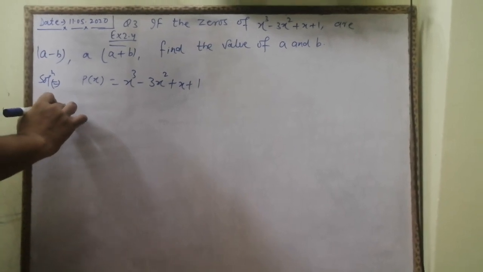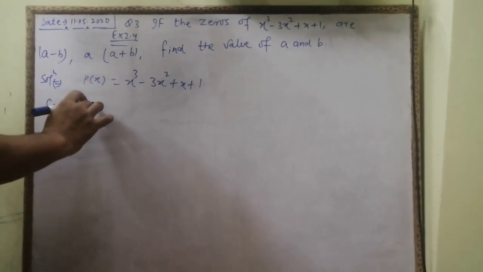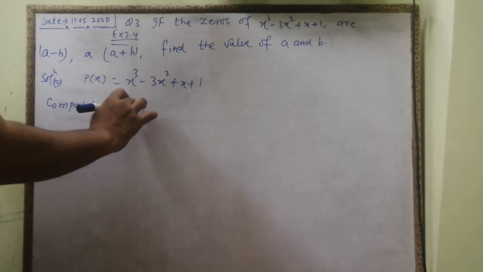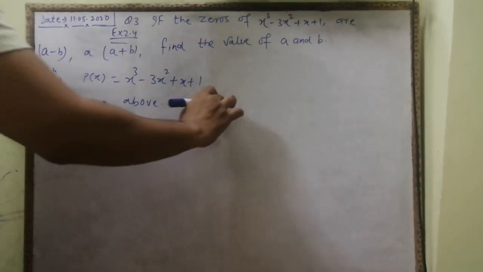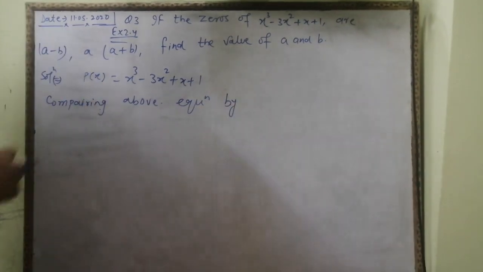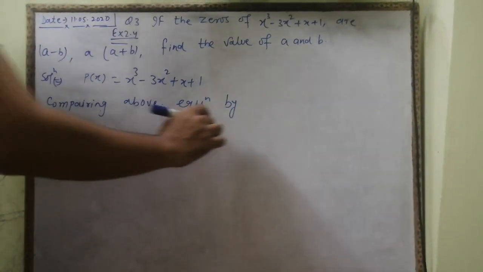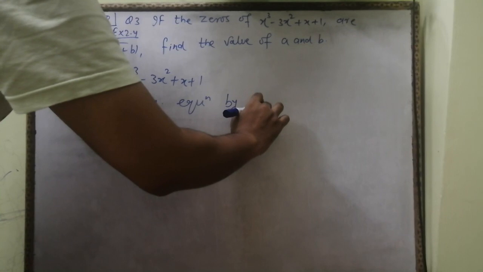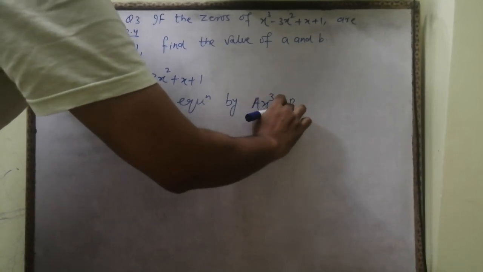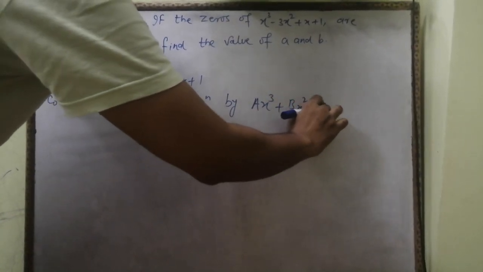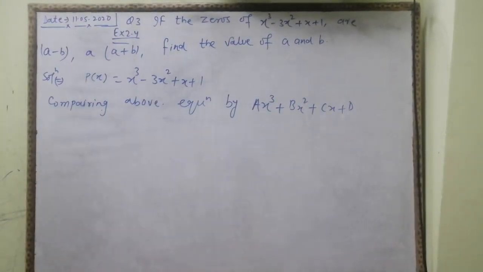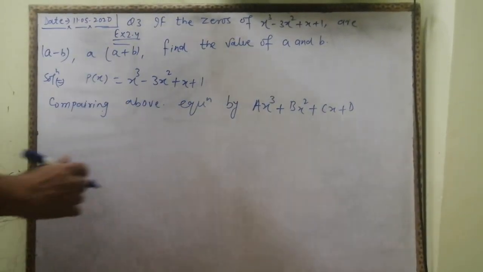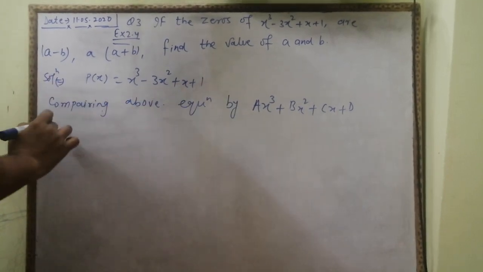So write, comparing the above equation by the standard form. Here small a is given, so you have to write capital A: Ax cube plus Bx square plus Cx plus D, so that mixing is not there. Okay, so now compare and get the values.